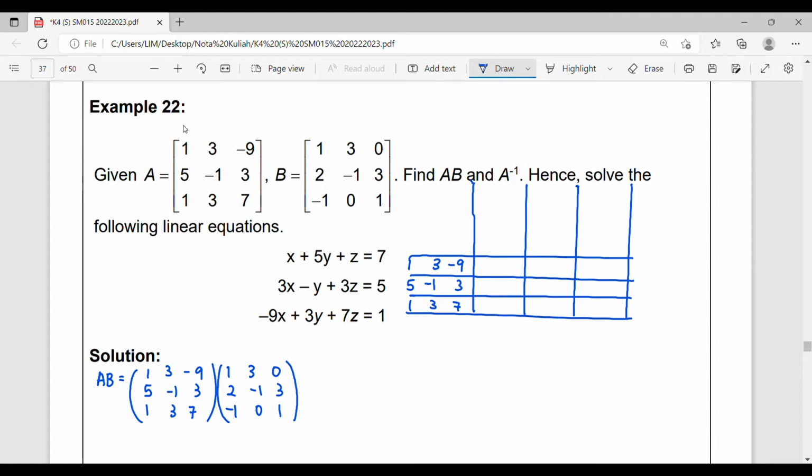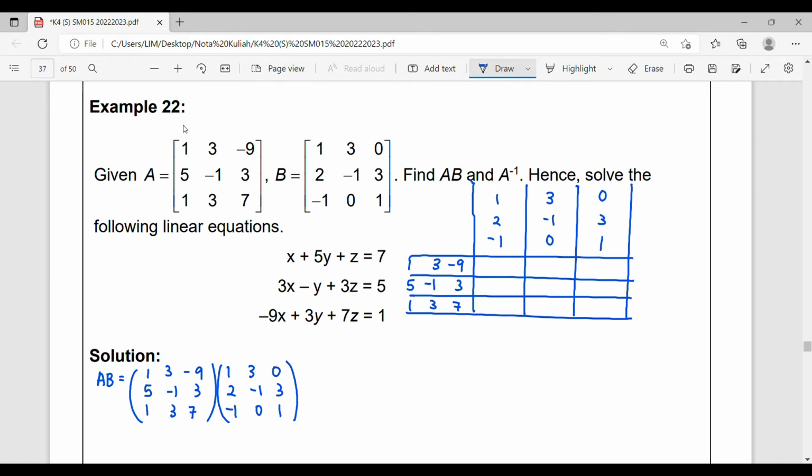For the second matrix, we are taking each column. First column 1, 2, -1. Then second column 3, -1, 0. Third column 0, 3, 1. So the multiplication will be easier if we do it in a table.